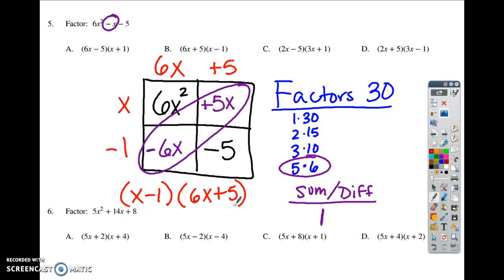And then look for the answer. So remember this one cannot be it because it says plus 1. This one cannot be it because we don't have a 2. And this one either, we don't have a 2. So the answer is B.